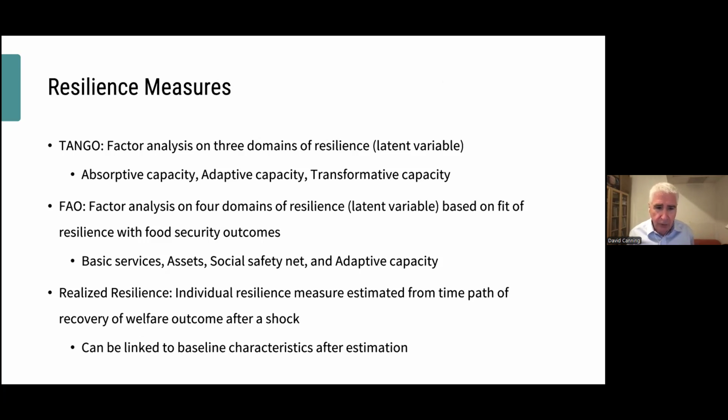And I would contrast this with the third approach, which is realized resilience, which is actually estimating the path of recovery after a shock. So the idea of resilience is after a shock, people who are vulnerable will have a bad outcome. But then if they're resilient, they will bounce back and maybe bounce back on track to where they were before. And empirically, the idea of realized resilience is to link the resilience measures that we have to how people bounce back after a shock. And so essentially, it's the pre-shock characteristics affect how people respond to shocks.